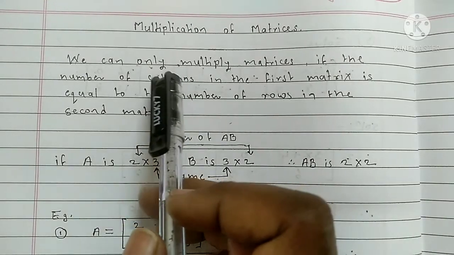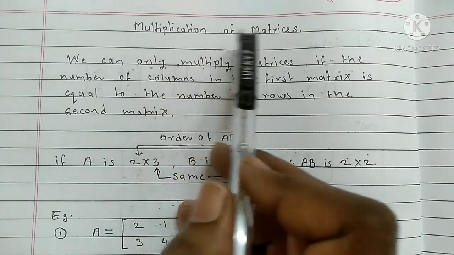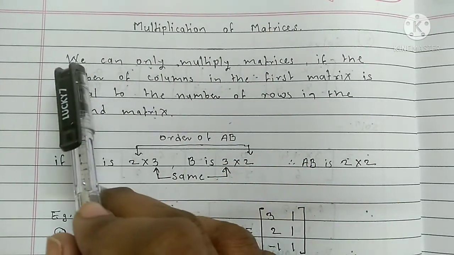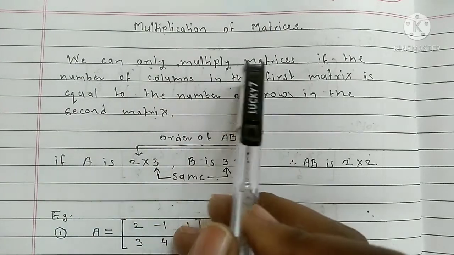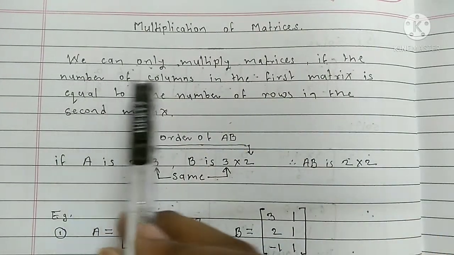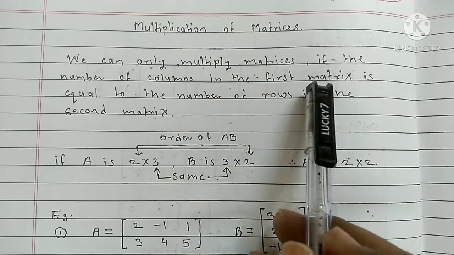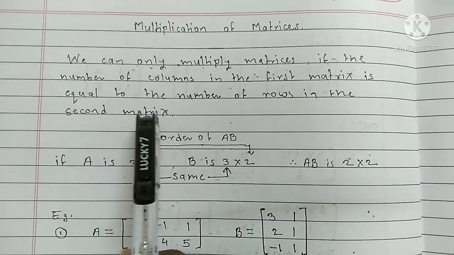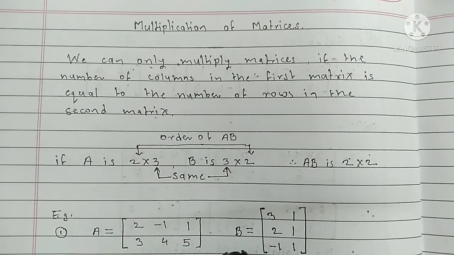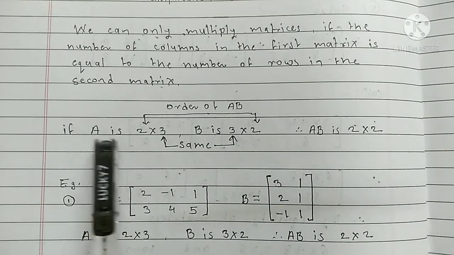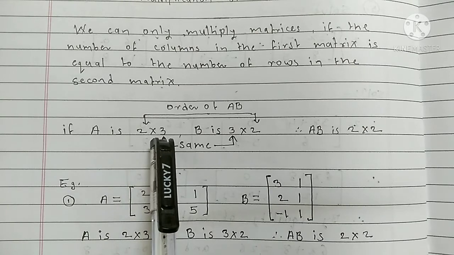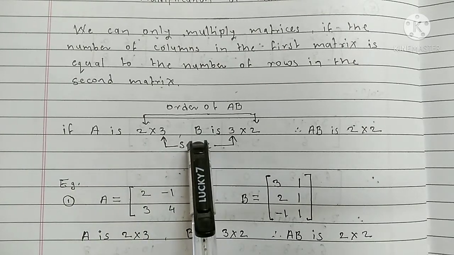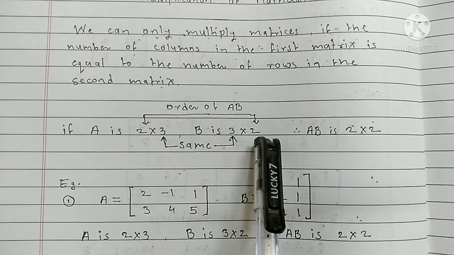Hello students, in this session we will study multiplication of matrices, means how to multiply two matrices. We can only multiply matrices if the number of columns in the first matrix is equal to the number of rows in the second matrix. That is, if A is a 2 by 3 matrix, means order of matrix A is 2 by 3 and order of matrix B is 3 by 2.